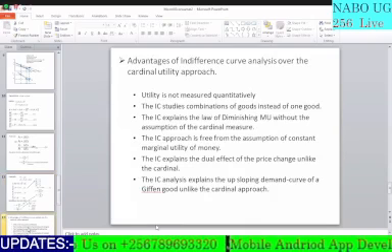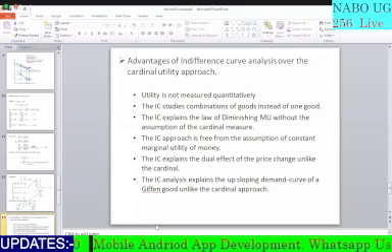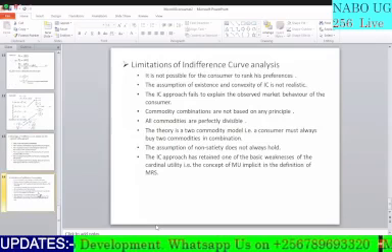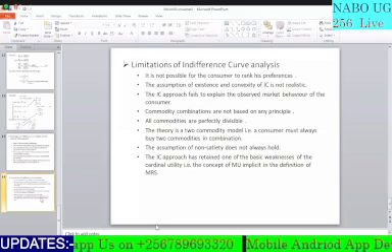Now, in your free time, you read about the advantages of indifference curve analysis over the cardinal utility approach. And you also read about the limitations of the indifference curve analysis. Now, any question before we continue?